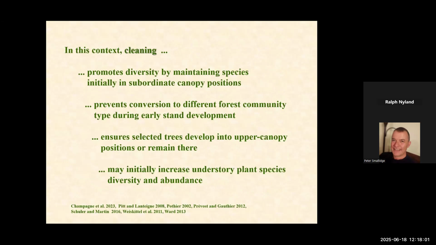So in this context, cleaning promotes diversity by maintaining species that initially occur in subordinate canopy position due to their slower growth. It prevents conversion to a different forest community type during the early stages of stand development. It ensures selected trees develop into upper canopy positions or remain there and may initially increase understory plant diversity because of the space opened around the selected trees.